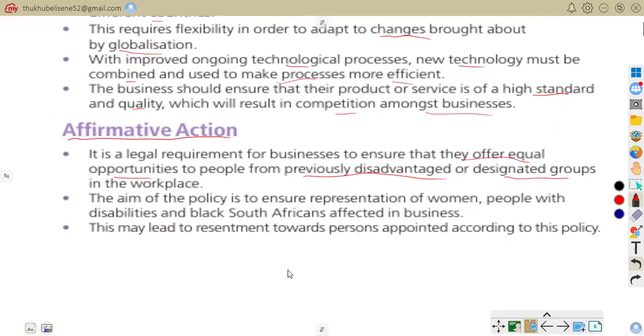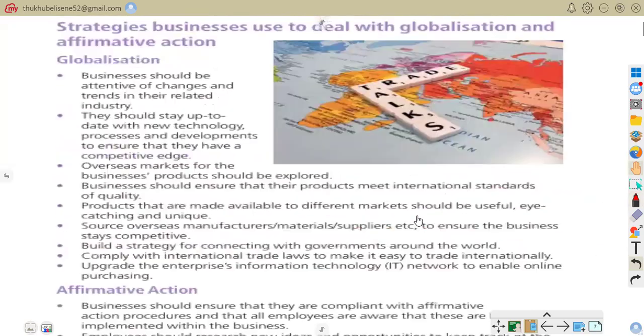That is affirmative action. Also, the aim of the policies is to ensure the representation of women, people with disabilities, and Black South Africans in a business. So that is to make sure that in the business, women are represented. They can also access senior positions. People with disabilities can also be included. They are not overlooked. Also, Black South Africans can be in the senior positions. That is affirmative action that we're talking about. So let us move on.